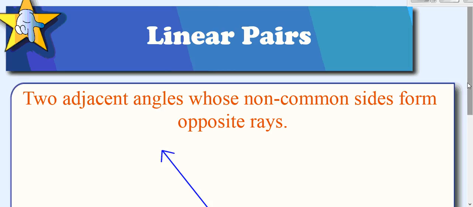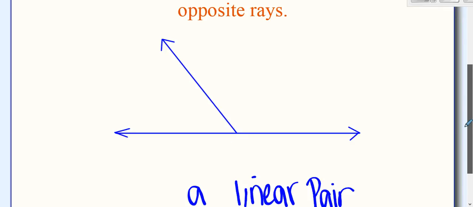A linear pair: two adjacent angles whose non-common sides form opposite rays. The key word here is line. When it says opposite rays, that means that together they make a line. So it's two angles that make a straight line. That's another way to think about it. So here are two angles, angle 1 and angle 2. And you can see that together they make a straight line. It's a linear pair.